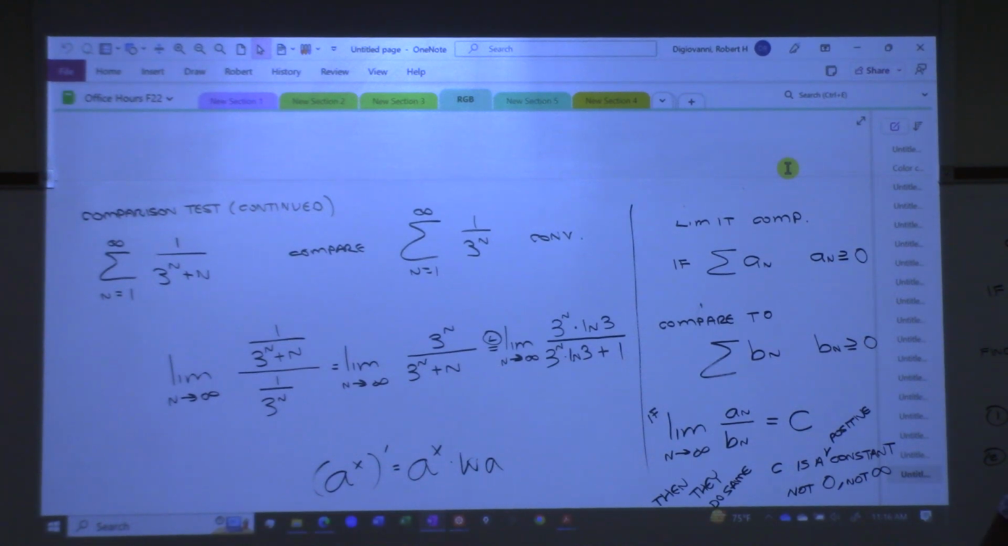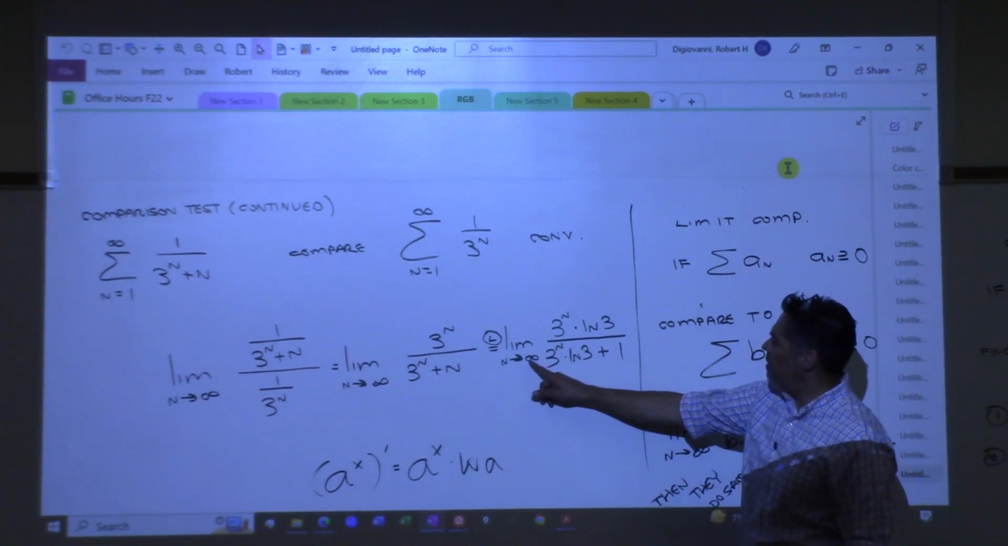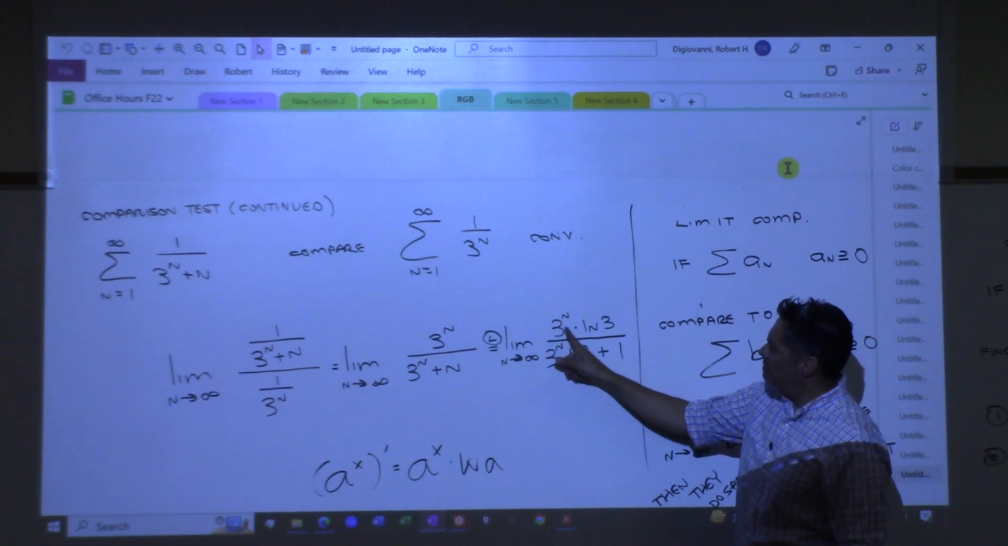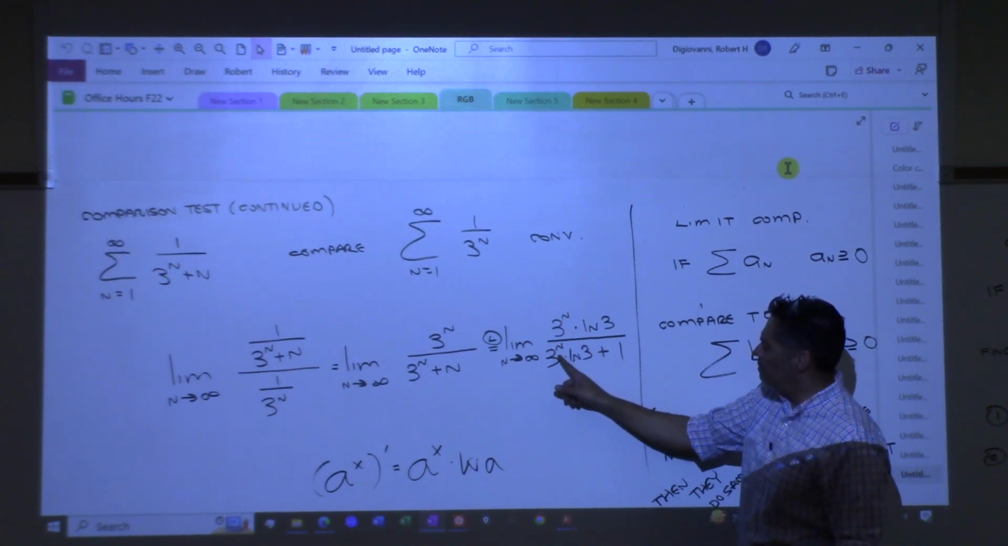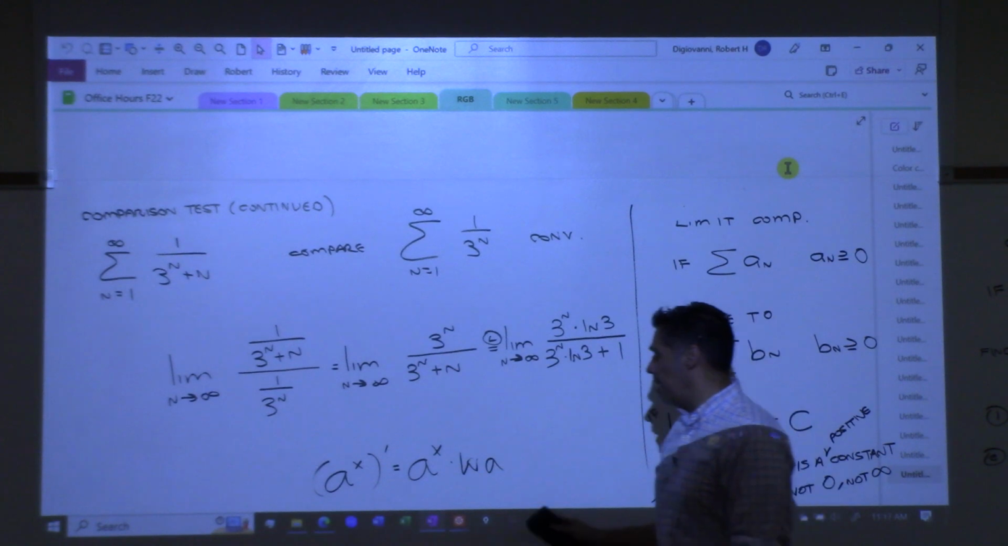Now, do it again. Let n go to infinity. N goes to infinity. This is infinite, isn't it? Yeah. Infinite over infinity plus 1, still infinity. So I'm going to do L'Hopital again.